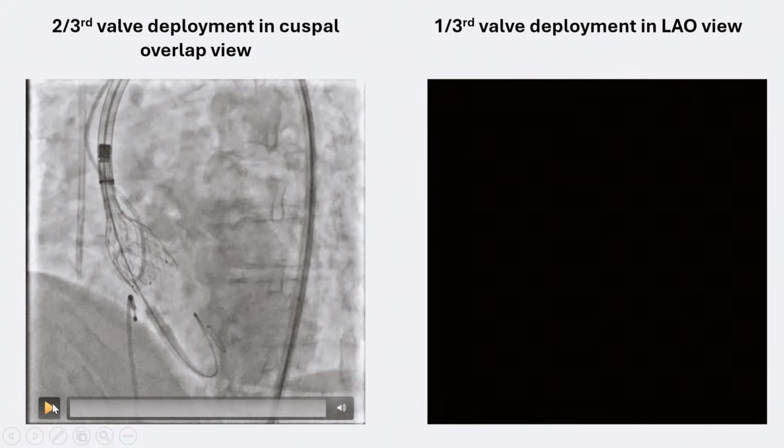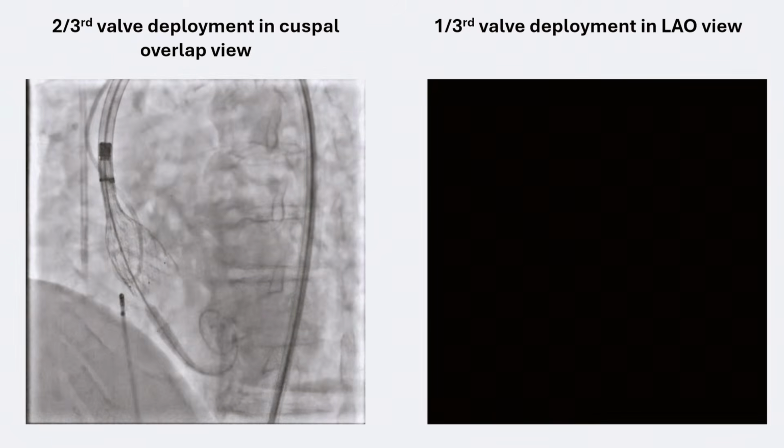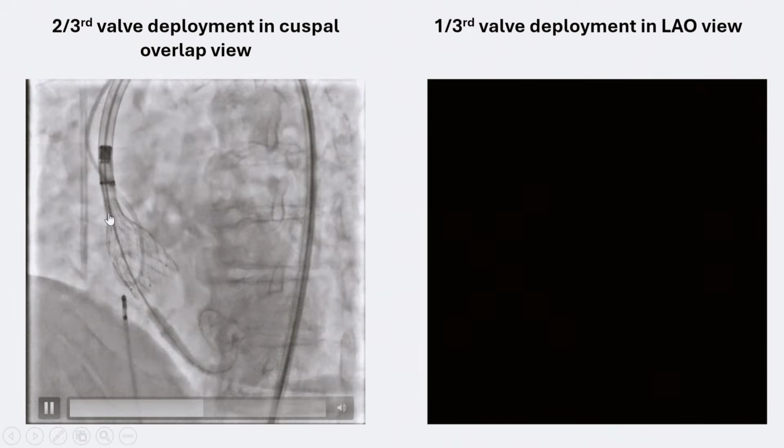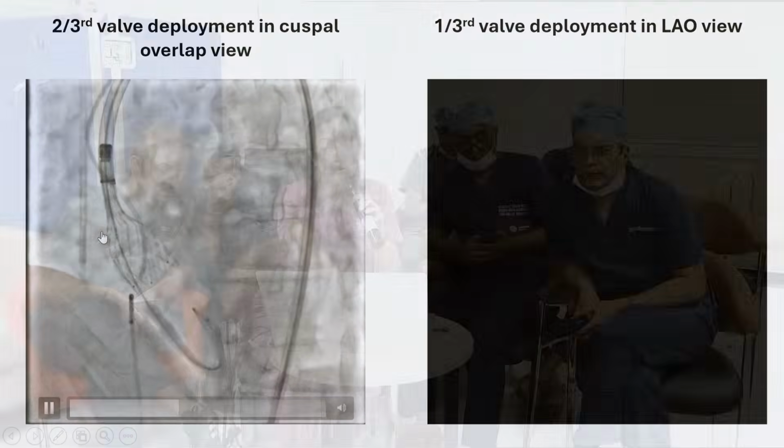And now once we've reached the aortic valve, what is very important is the cuspal overlap view, which is now used while using self-expandable valves. For balloon expandable valves, the coplanar view is more than enough. But here we need to use a cuspal overlap view where the LCC and the RCC are overlapped and the NCC is played open. So here the first 2/3 of the valve deployment should be done in the cuspal overlap view, which has some amount of an RAO caudal.